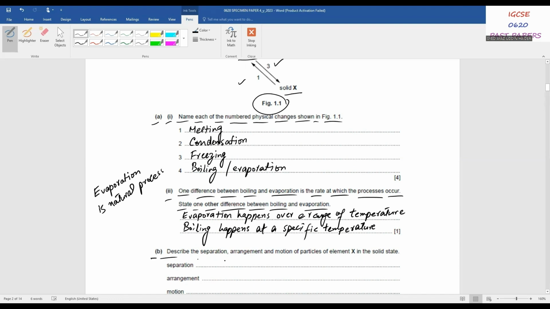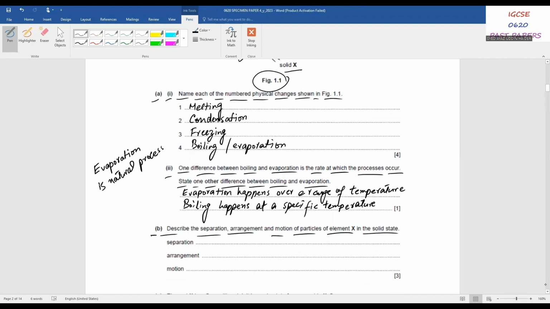B. Describe the separation, arrangement, and motion of particles of element X in the solid state. Now they are talking about the separation, arrangement, and motion of particles in the solid state. Now separation, yeah, they are just touching each other. So you write touching. Arrangement is regular. They are regularly arranged. Motion, they are just vibrating about their fixed position. Vibrate about fixed positions.